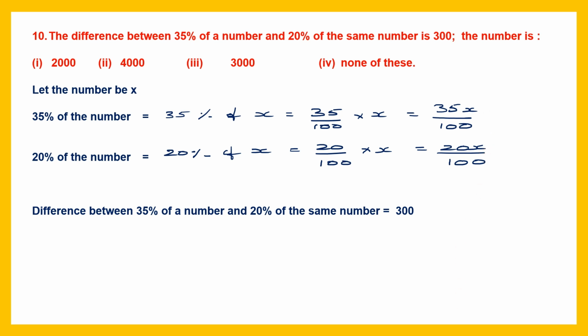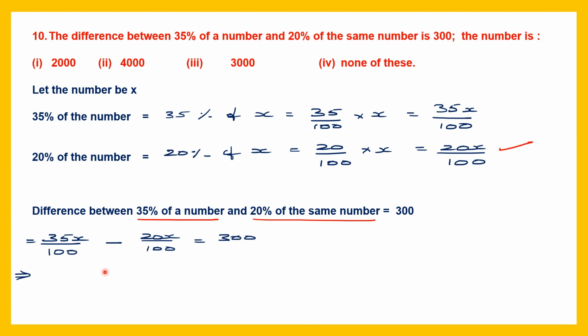So 35% of a number is how much? 35x by 100. We found that, isn't it? So that is 35x by 100 minus 20% of the same number, which we found out to be 20x by 100, minus 20x by 100 is equal to 300. Now we have to solve this. Since the denominators are the same, both are 100, we just have to minus 35 and 20. 35 minus 20 is 15. So that means 15x by 100 is equal to 300.